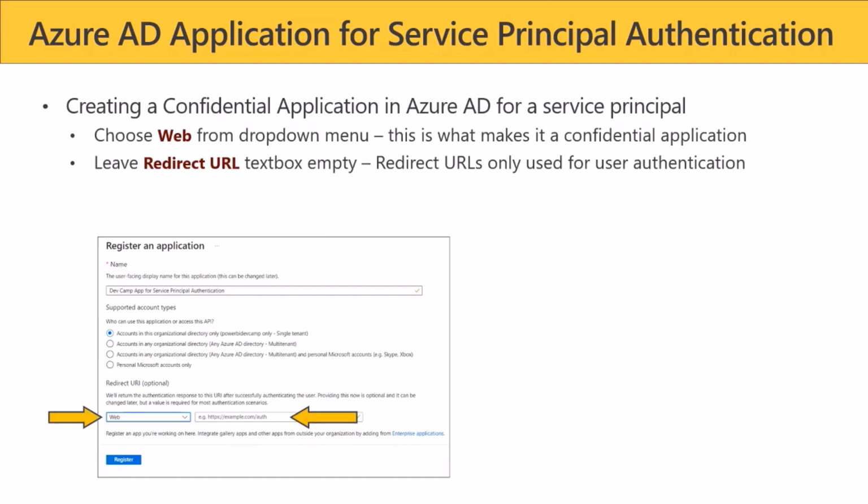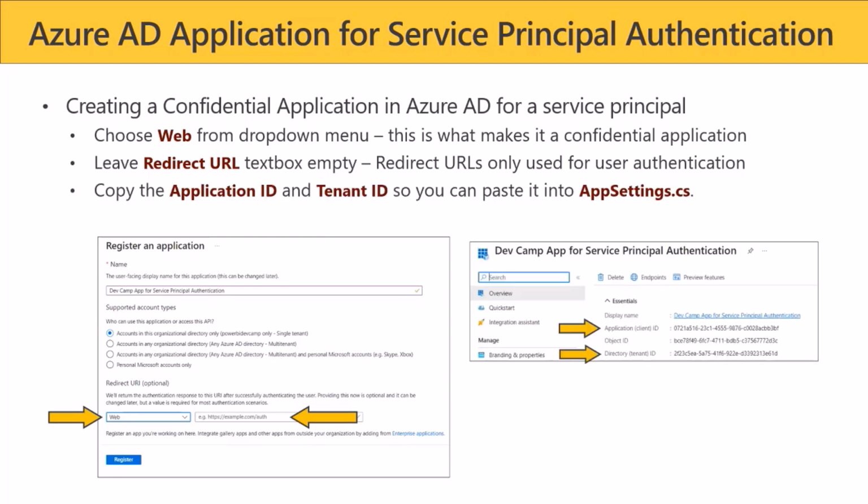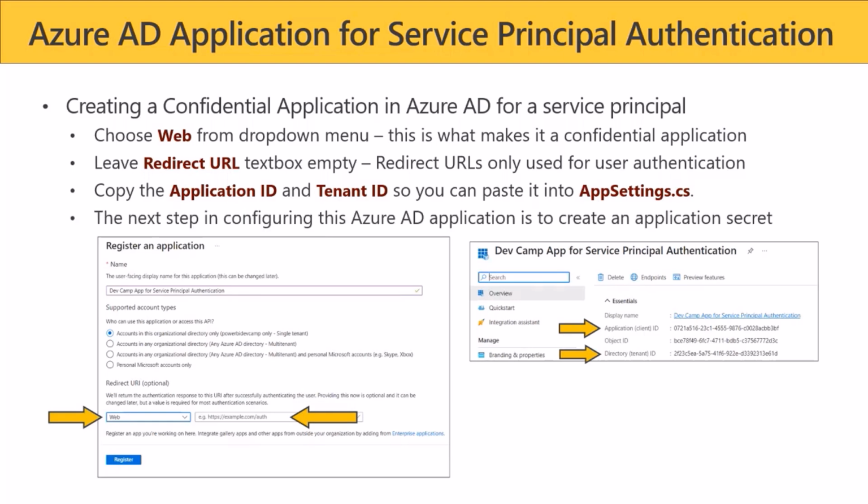Next we're going to just leave the redirect URI text box completely empty. Redirect URIs are only used during user authentication, so they serve no purpose for service principal authentication. Once we've created the application, we need to get both the application ID and the hosting tenant ID, and those are going to have to be added to configuration. And then one more thing we have to do is create an application secret.